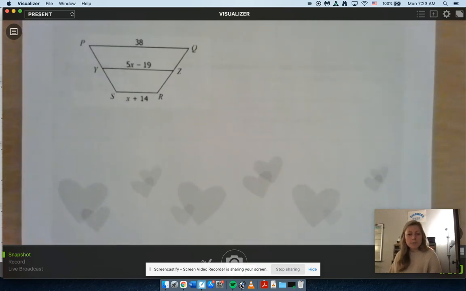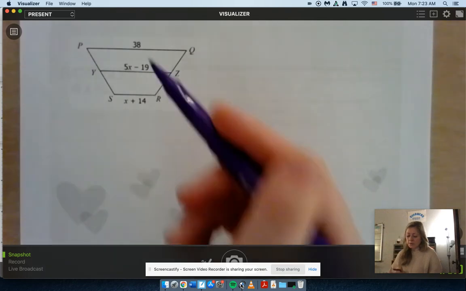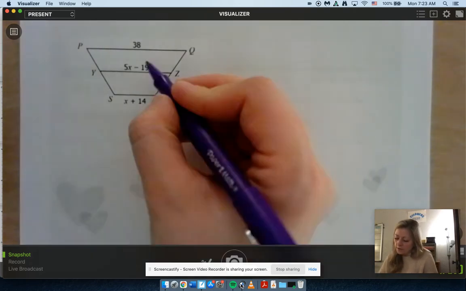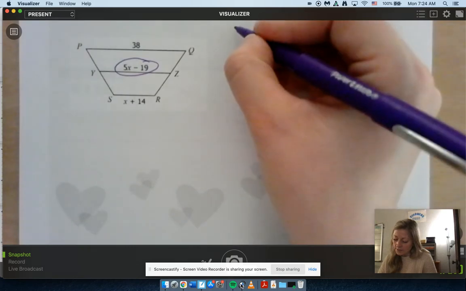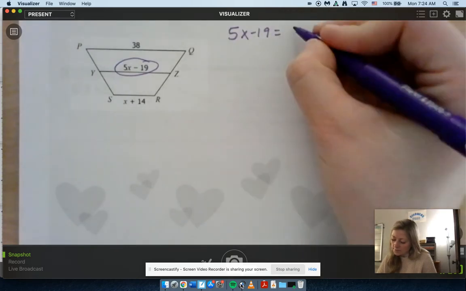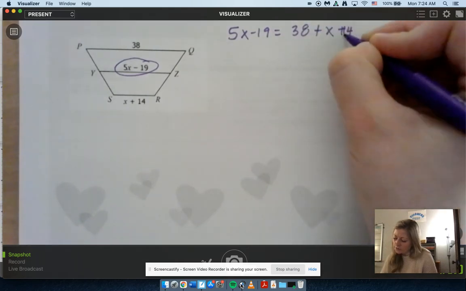Okay, same type of problem. We're looking for the value of x given the mid-segment situation. A little bit more algebra here, but that's okay. It's good for us to practice that. So we know our mid-segment, 5x minus 19, is going to be equal to 38, our base, plus our other base of x plus 14, all over 2.